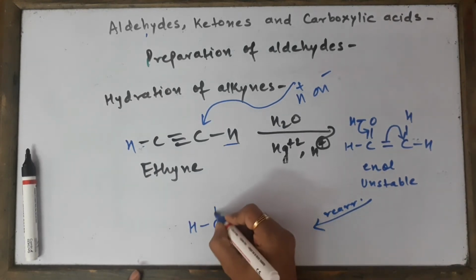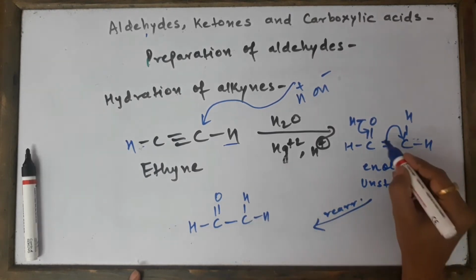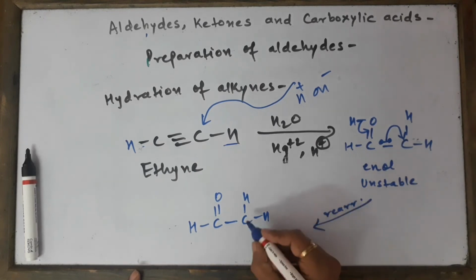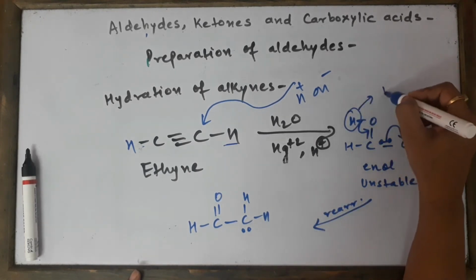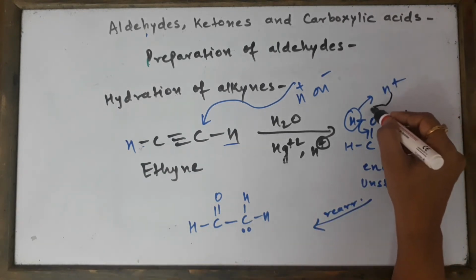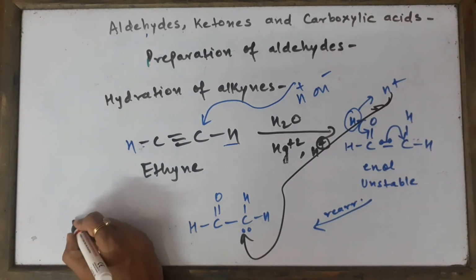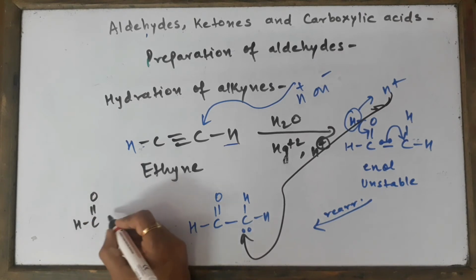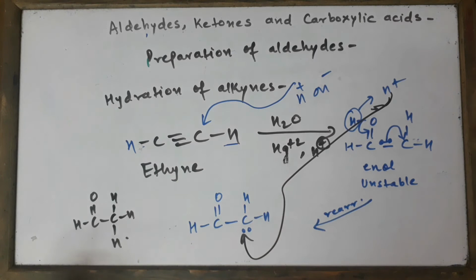Look at this, C double bond O, single bond CH H, and when these two electrons came over here, it's common sense, we got two electrons here, and this proton is coming out as H plus, and this H plus you're going to put here. So my structure will look like this, H C double bond O C H H H. So finally I'm going to get acetaldehyde from the hydration of acetylene.